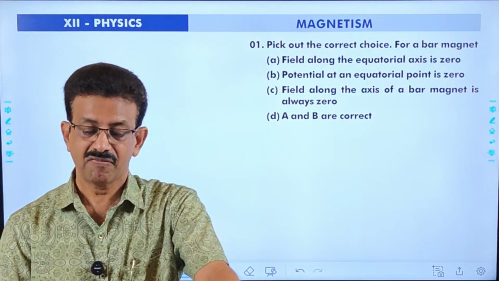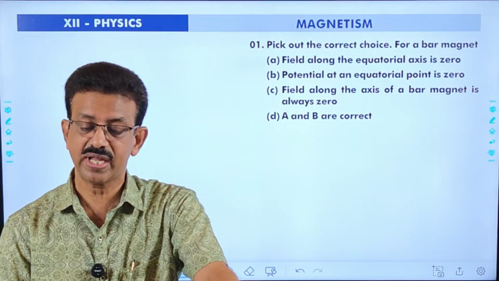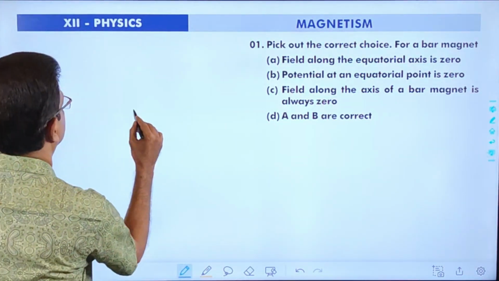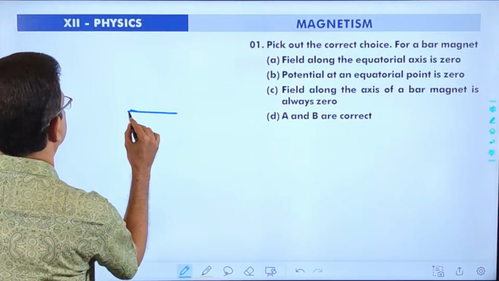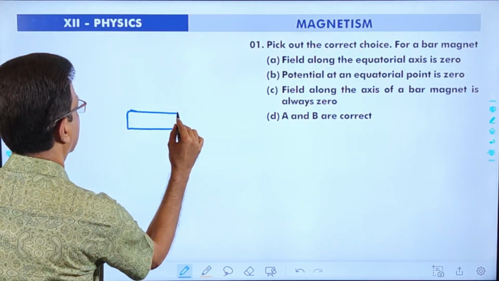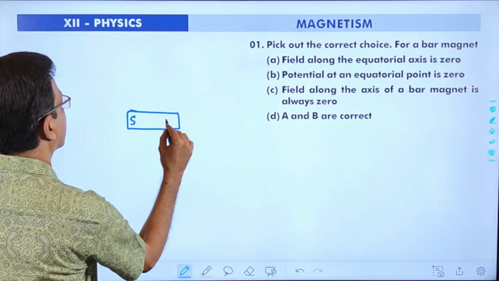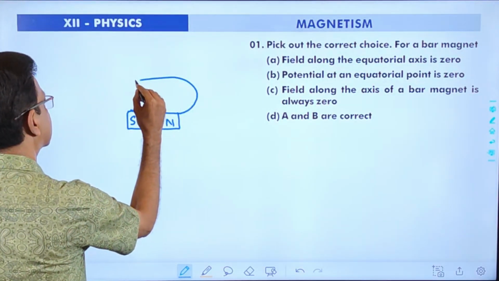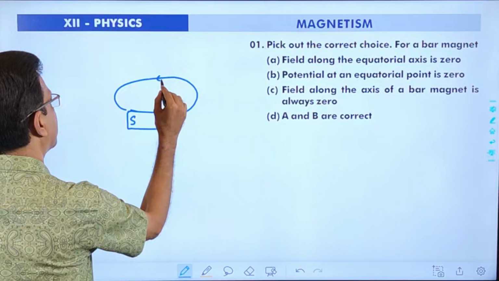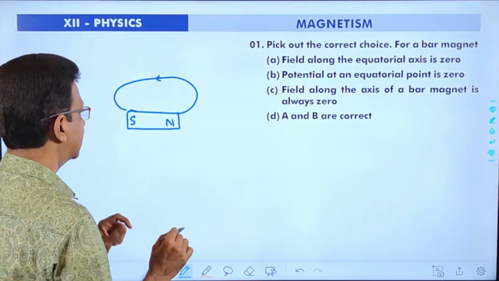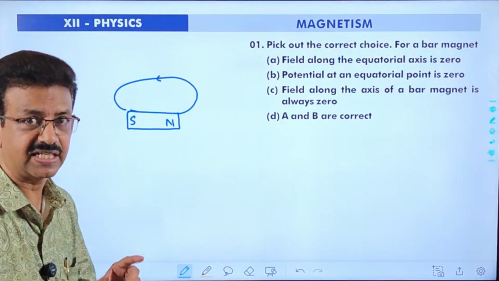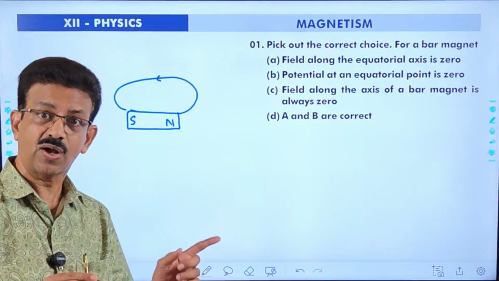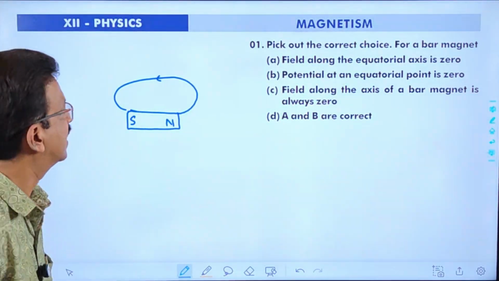First choice is field along the equatorial axis is 0. Let's discuss. Bar magnet, then south pole, north pole, field line starts from the north and passes through the south. Means the magnetic field line is directed from the north pole to the south pole externally and south to north internally.